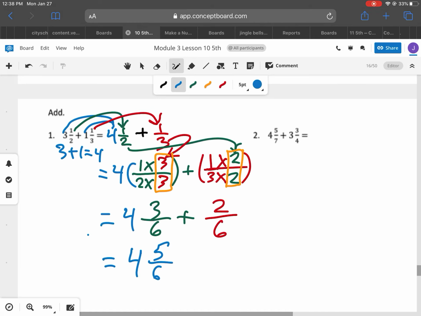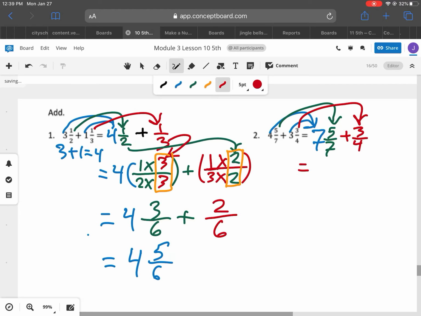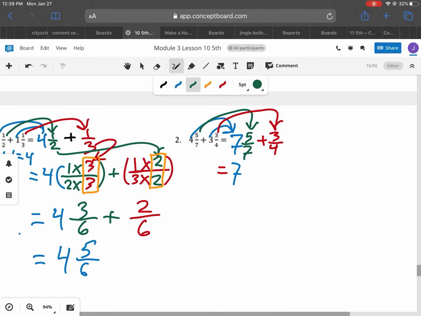All right, so what's the first thing we're going to do? We're going to add our whole numbers. The whole number equals 7. Then we are going to move our fraction over, 5/7, and we're going to add our 3/4. Now, some of you can already do the butterfly effect, which is fine. But for this, we're just going to show our work.